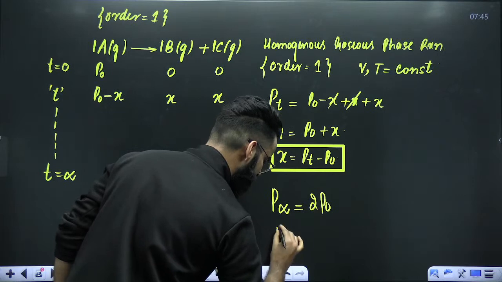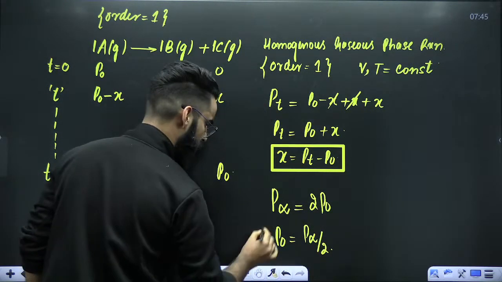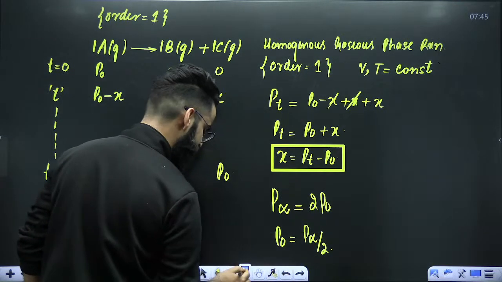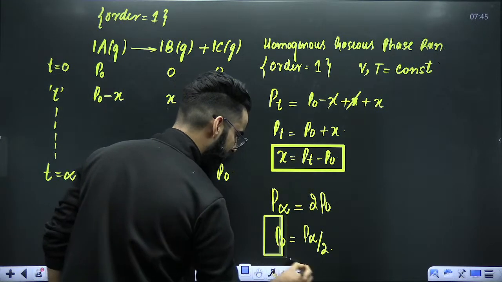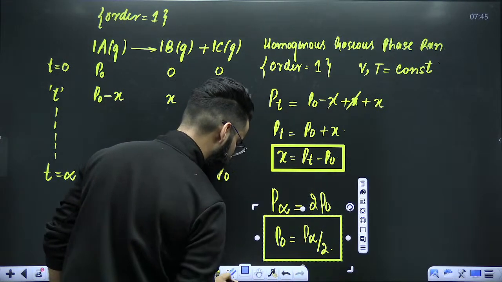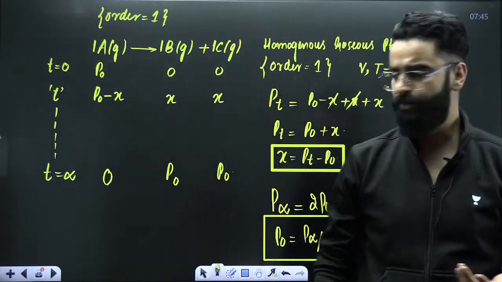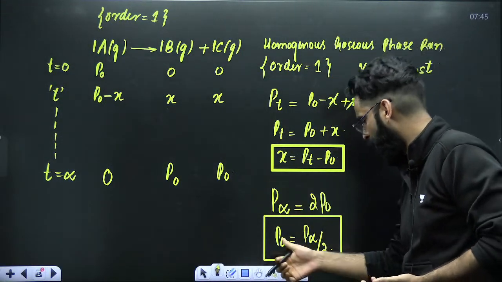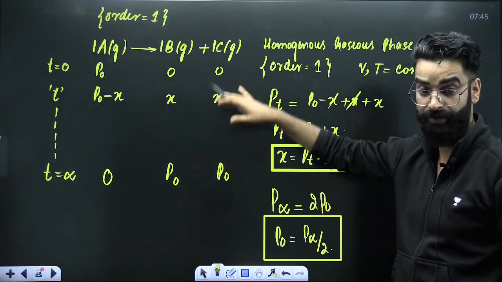So from this particular expression, you can say P naught is just P infinite divided by 2. Basically, I got the value of P naught exactly from here, which came out to be P infinite by 2. Now you must be thinking, why did I do it? Why did I get the value of X? Why did I get the value of P naught? You have to remember this procedure, guys, first of all. You have to remember this procedure.